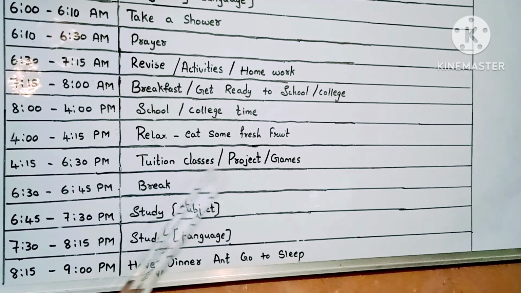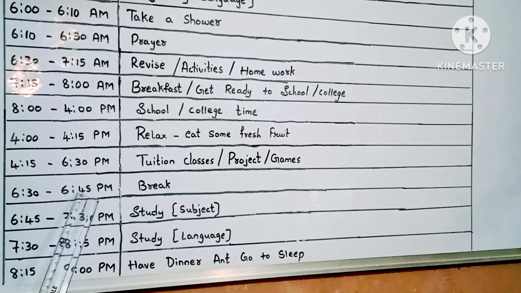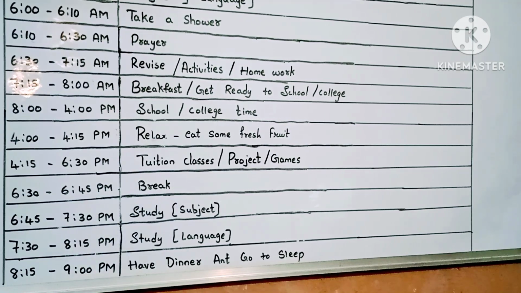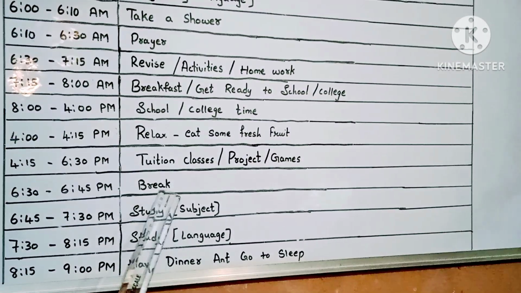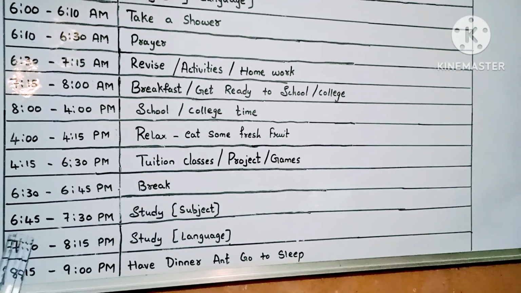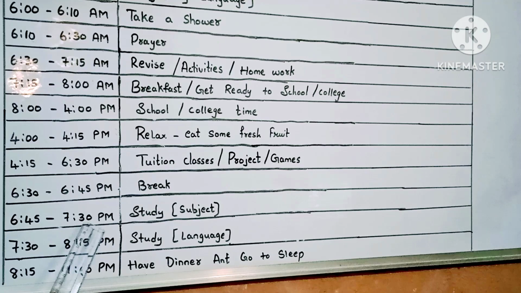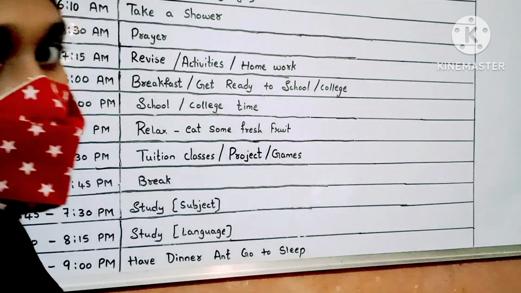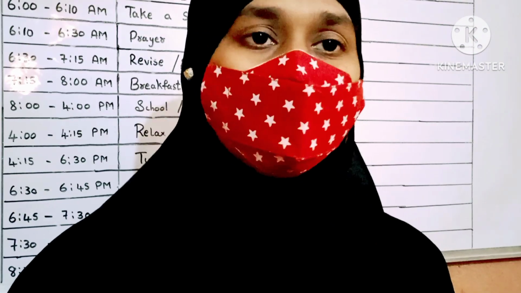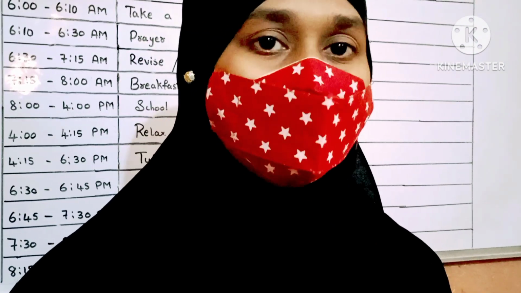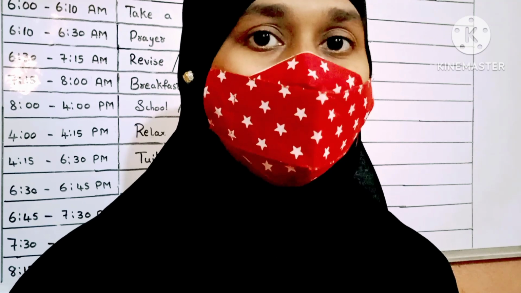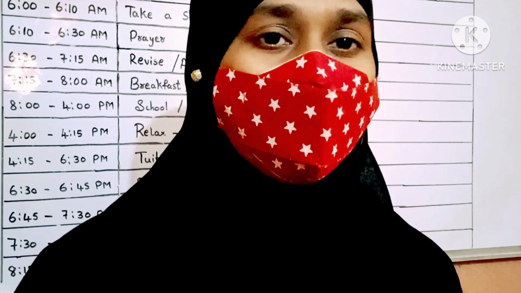After coming from tuition, 6:30 to 6:45: break, have some relaxation, okay? Take a break. 6:45 to 7:30 p.m.: study any subject. Take any subject and sit for study. While studying, you have to write, imagine, and use a slow voice.